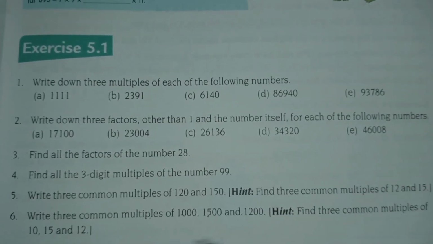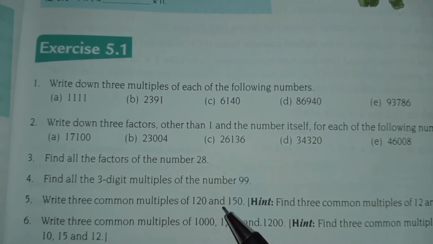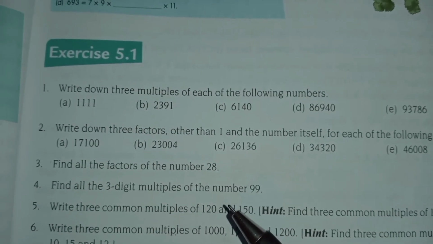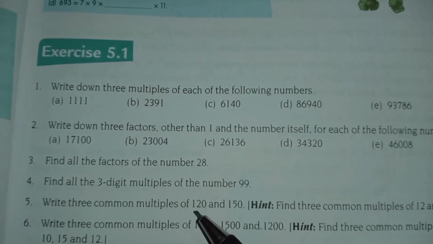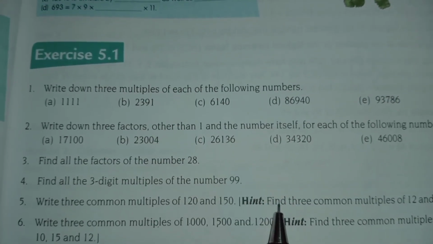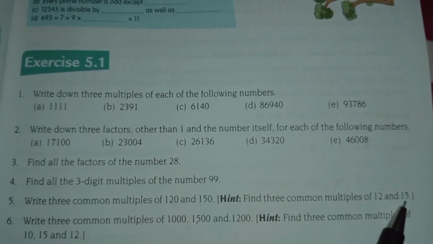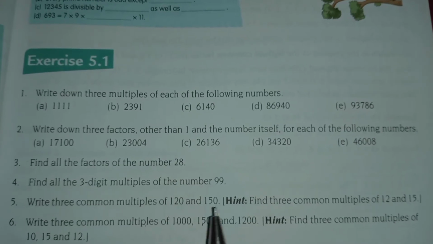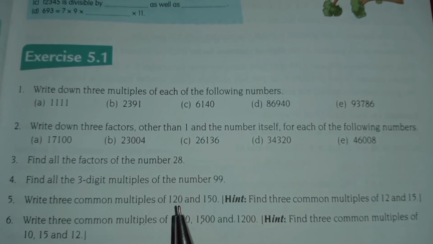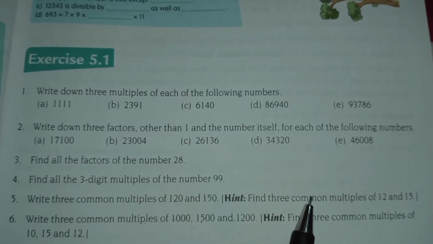To make it easy, they have given that we have to find 3 common multiples of 120 and 150. That means we have to write the table of 120 and 150 and find 3 common multiples. This is a little big number to write the table, so that is why they have given us the hint to find the 3 common multiples of 12 and 15. Whatever common multiples we get, we will add 0 there, then it will become the common multiples of 120 and 150. You can even do it by writing the multiples of 120 and 150, but according to the hint, it will be easier for us.